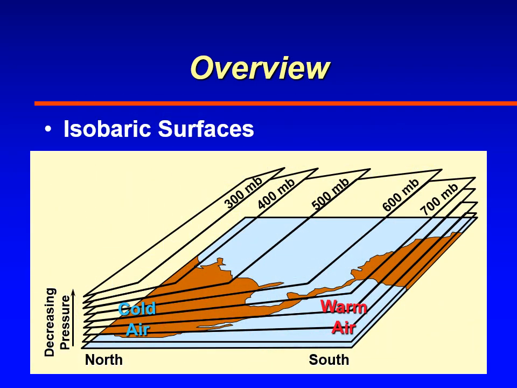And what we're looking at with constant pressure charts, these are charts where, well, as the name implies, everywhere on that chart the pressure is the same. Now you know that pressure varies in the atmosphere. As you go up, pressure decreases.